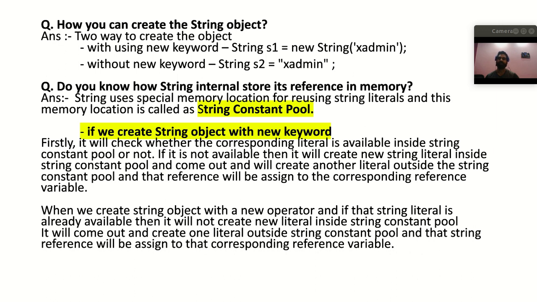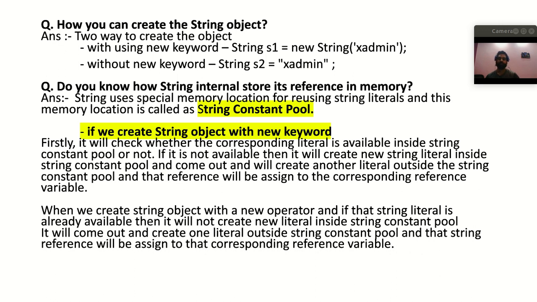It means that if that literal is already present inside the string constant pool, then it is not going to create that literal inside the pool, because it is already there. It will come out and create another, same literal outside the string constant pool, and the reference will be assigned to that particular reference variable, right? I hope you got my point.